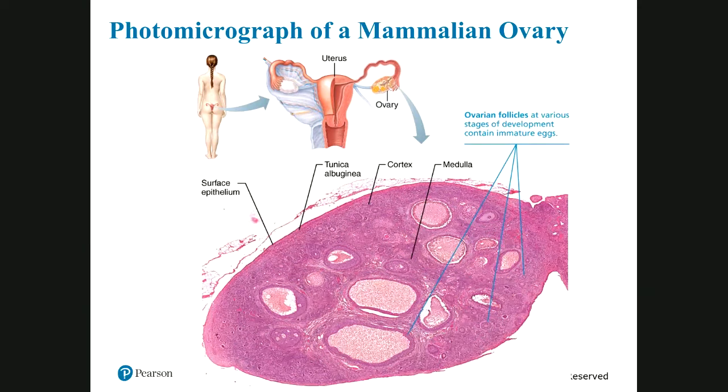We focus on the ovaries, that's the histology of the ovaries. Each ovary is surrounded by a fibrous tunica albuginea, which is then covered by germinal cuboidal epithelium.